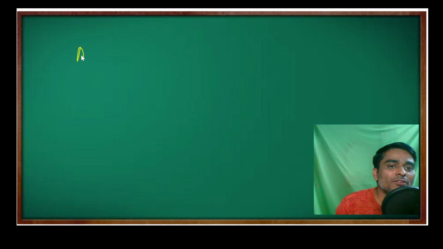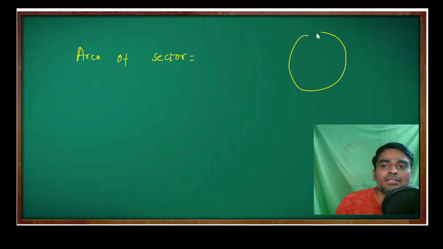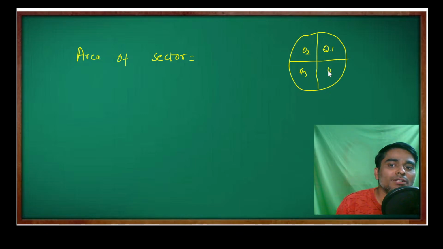What is the area of sector formula? Who knows? Area of sector. In a circle, if you divide it into 4 parts, these are called quadrants: quadrant 1, quadrant 2, quadrant 3, quadrant 4. I'm asking you the area of sector formula.